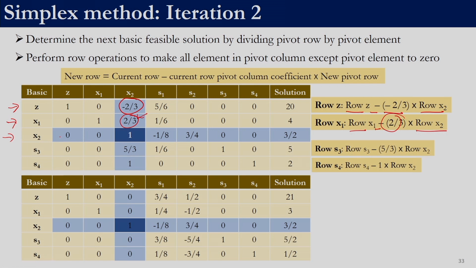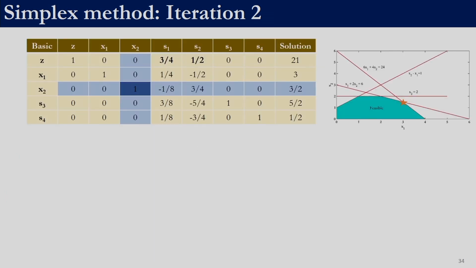So, the new pivot row is 0 0 1 minus 1 by 8 3 by 4 0 0 and 3 by 2. Similarly, we can get row 3 and row 4. If we perform this operation, this table will get transformed into this one. So, this completes the second iteration.